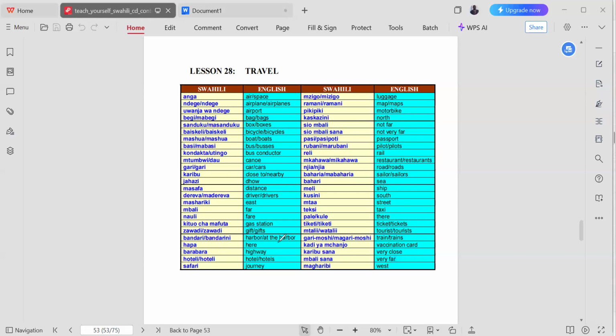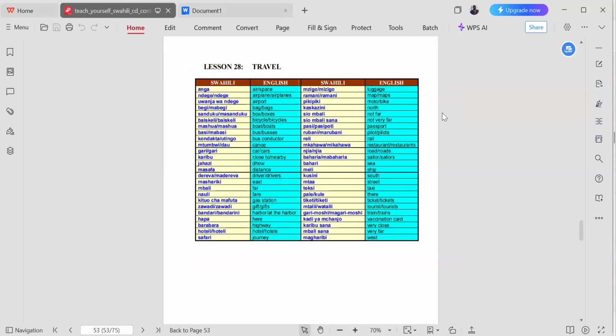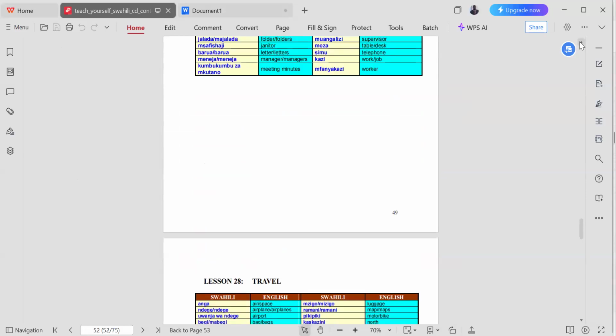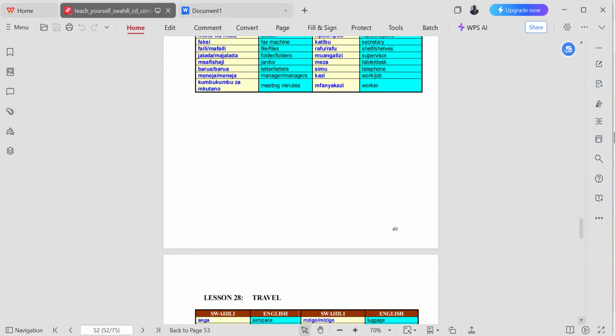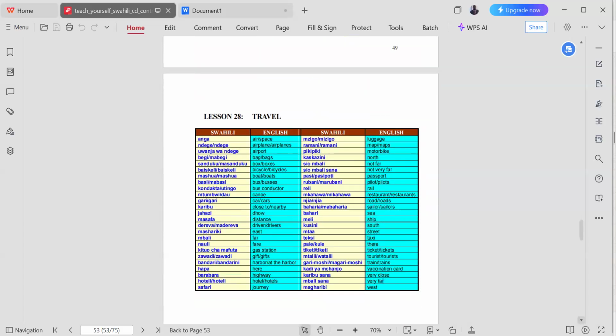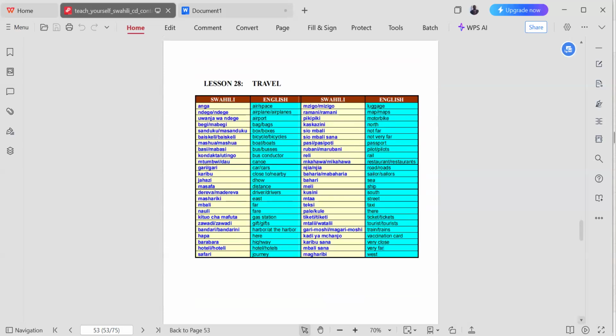Karibuni sana means welcome, and we are looking today at traveling. So we'll be looking at vocabularies that are related to traveling. In this case, either you are traveling via air, via water, or via road. Any form of traveling, we will be looking at more vocabularies in regards to that. Remember, in our last class, we were looking at vocabularies that were related to office. So today we are looking at the vocabularies that are in line with traveling.